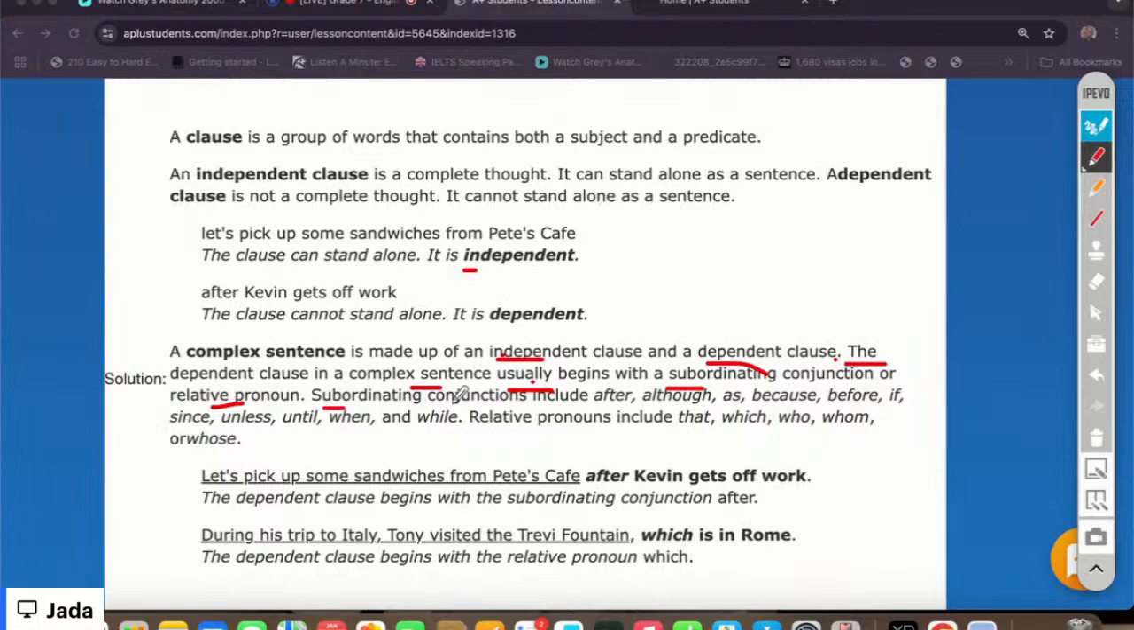So subordinating conjunctions include all this over here. So we have although, after, as, because, before, if, since, unless, until, when, and while. So all these are the subordinating conjunctions. And then we also have the relative pronouns. We have that, which, who, whom, or whose. Okay?